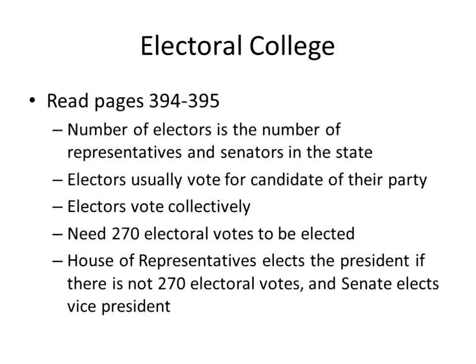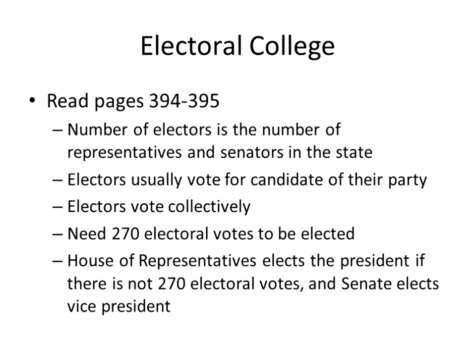A lot of issues here about the Electoral College. I'll just share those with you. Again, read pages 394, 395. But do see here the number of electors is the number of representatives and senators in the state. We have 5 representatives, 2 senators, so we have 7 electors. They are not the representatives or the senators themselves.